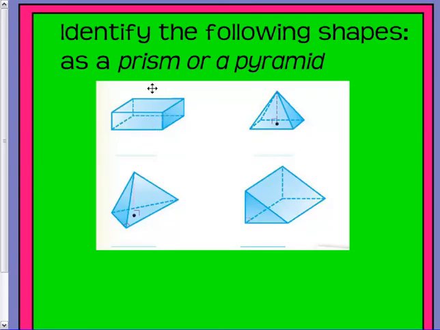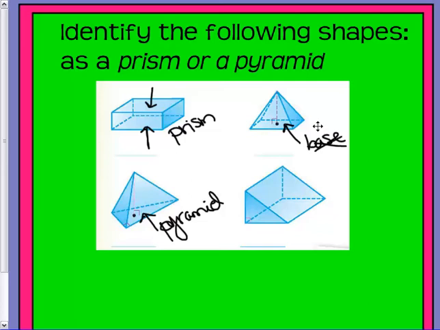So if we look at this one, it has two bases, so it's a prism. This one only has one base, so it is a pyramid. This one only has one base. Oh, I wrote base instead of pyramid. Here we go. Let's write pyramid.